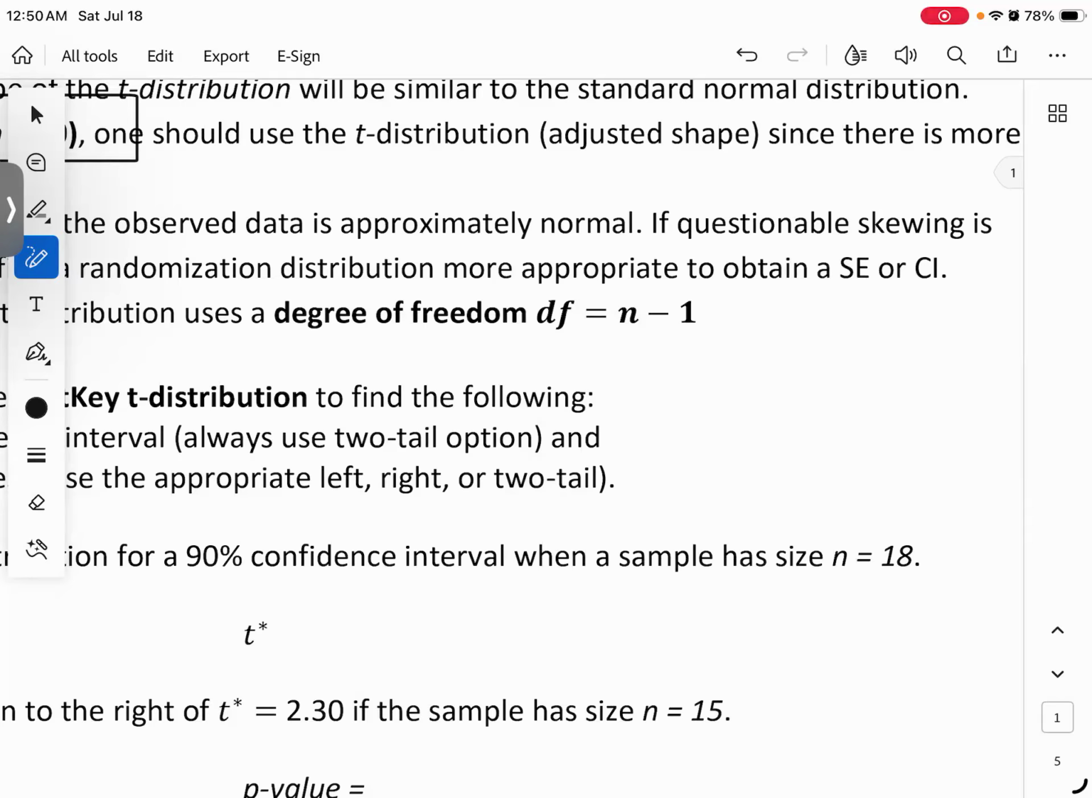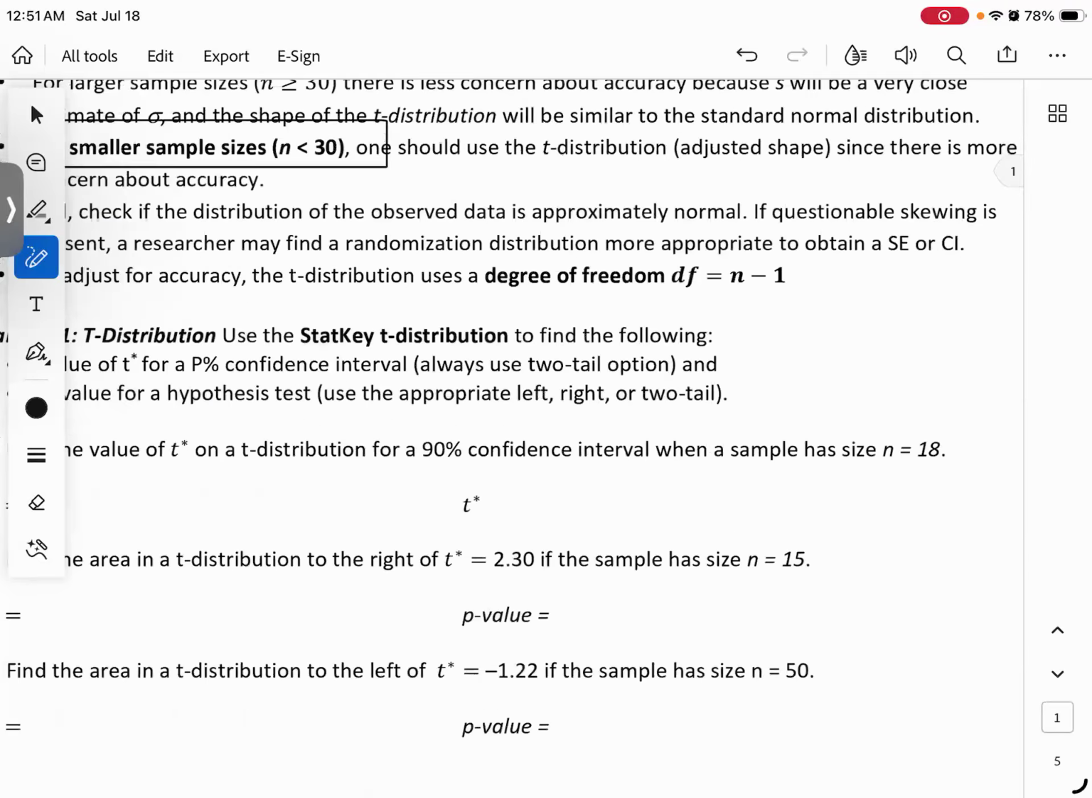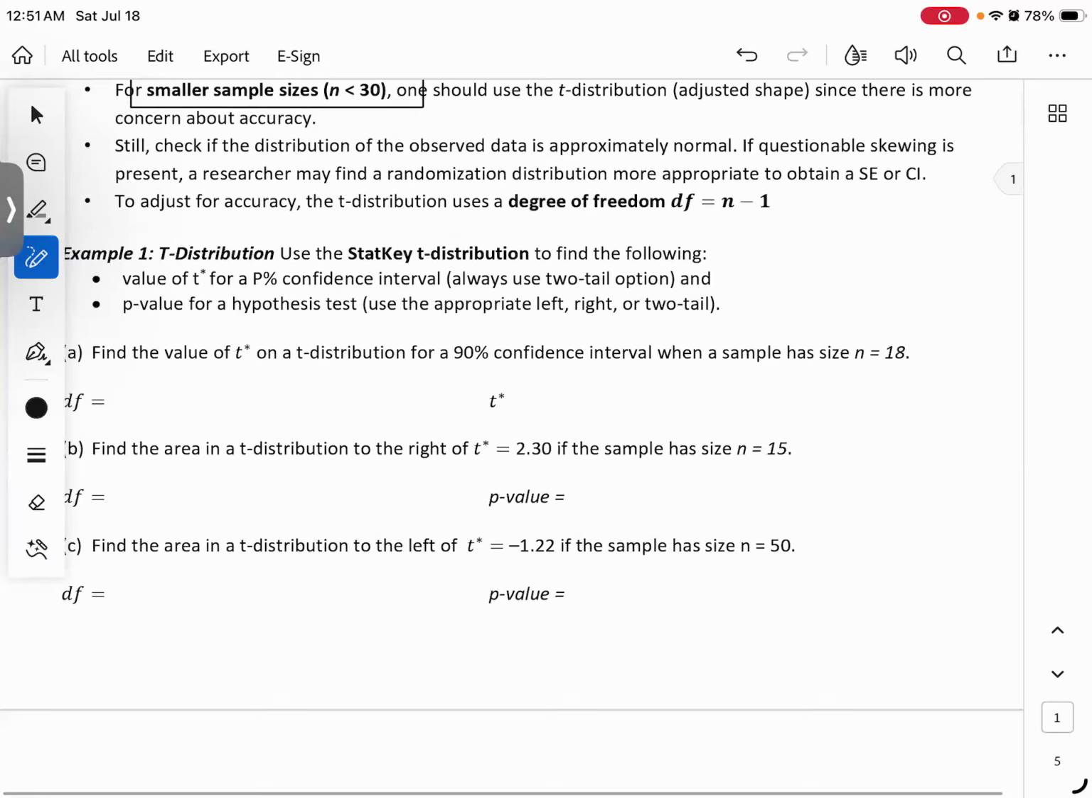But for us in our class, I want you just to think about it as a way for us to let StatKey know, hey, here's what our sample size was. And if it's a t distribution, it's most likely because we're leaning on it for smaller samples. But that's as far as I want to go into the meaning behind it. So let's do what we did in 5.1. Let's get acquainted with this new distribution.